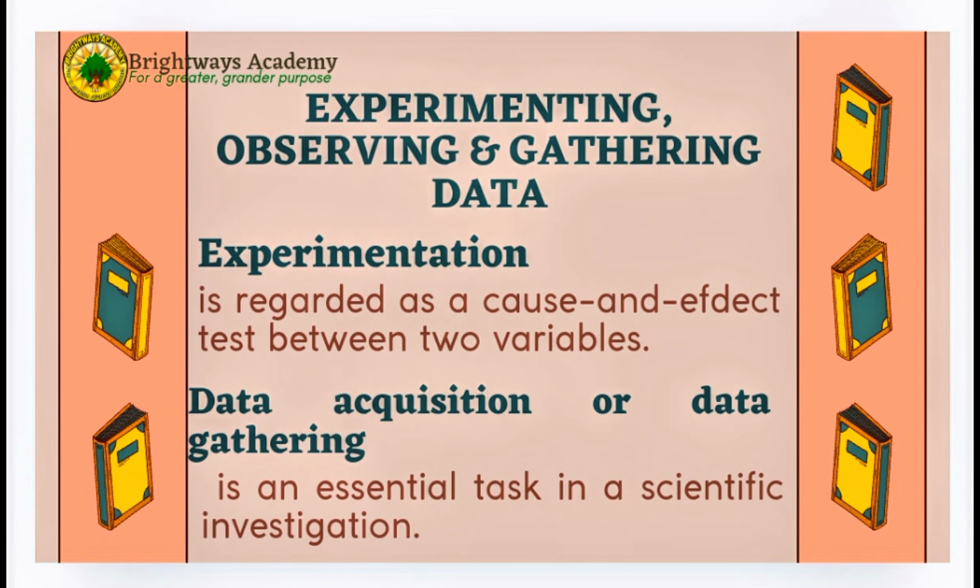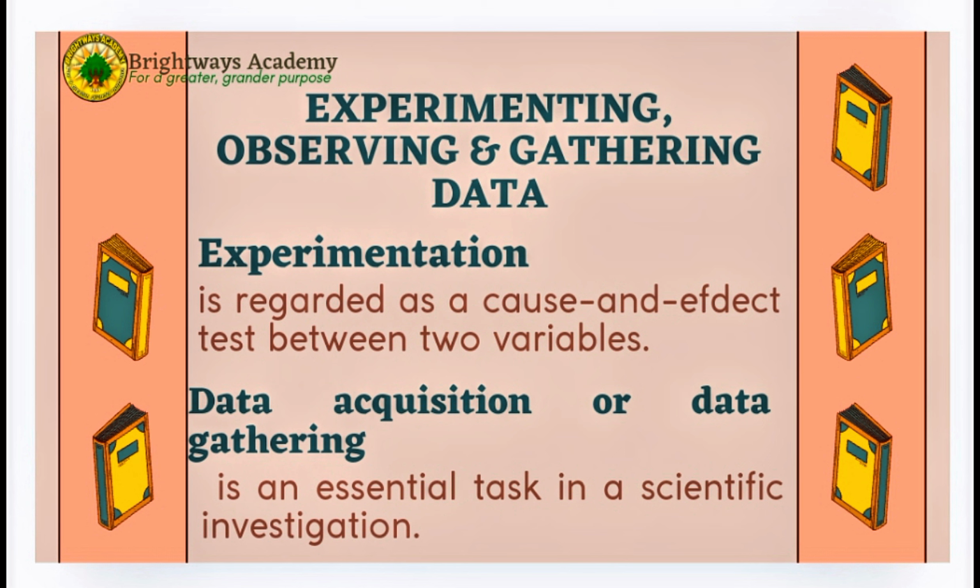Experimenting, observing, and gathering data. The value and success of a scientific investigation depend on careful planning before conducting an experiment. Experimentation is regarded as a cause and effect test between two variables. It aims to generate evidence to answer the problem to be solved.